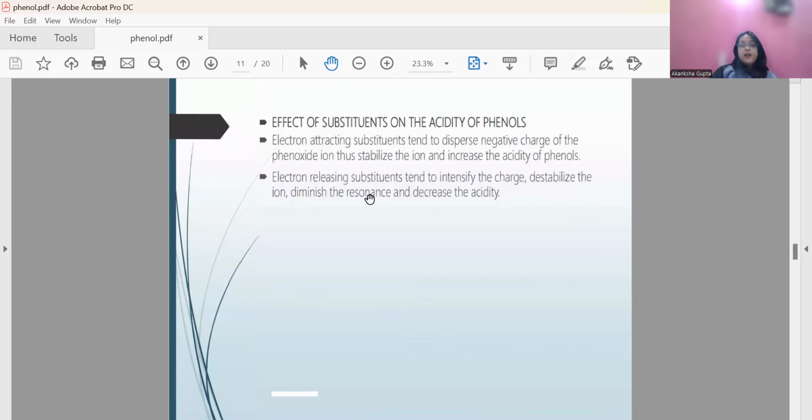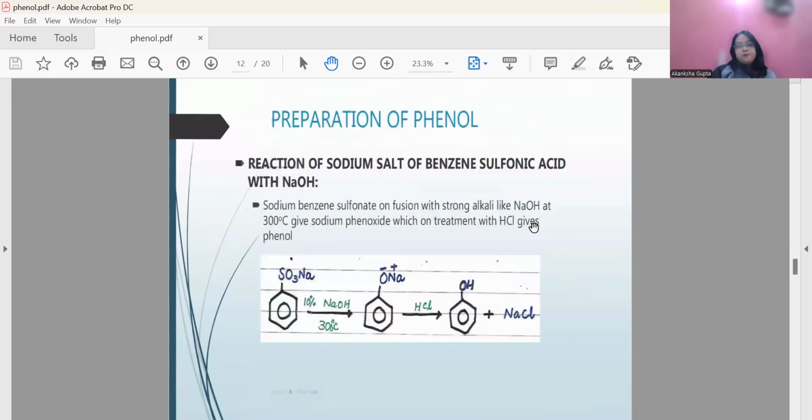Here we can see that if we put an electron donating substituent, these tend to intensify the charge, destabilize the ion, diminish the resonance and decrease the acidity. So basically, when we put an electron withdrawing group, the acidity of phenol increases, and if we put an electron donating group, then the acidity of phenol decreases.